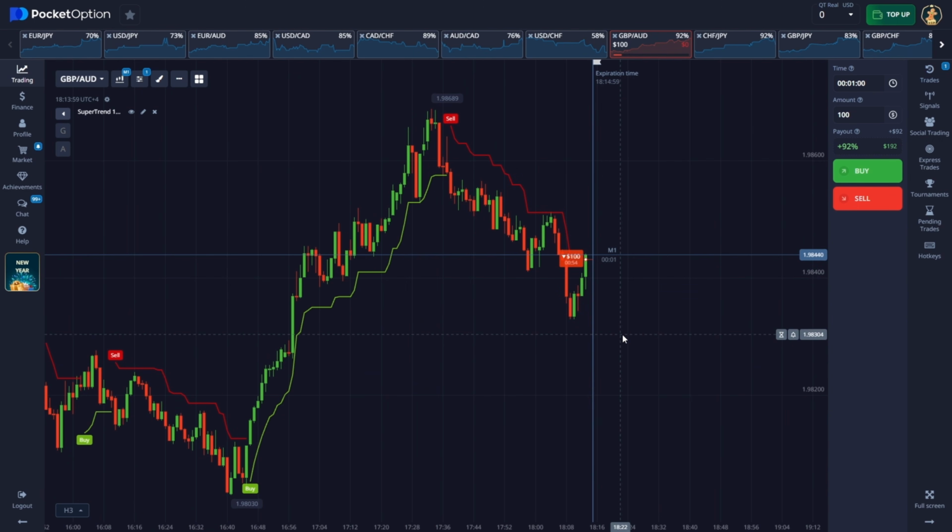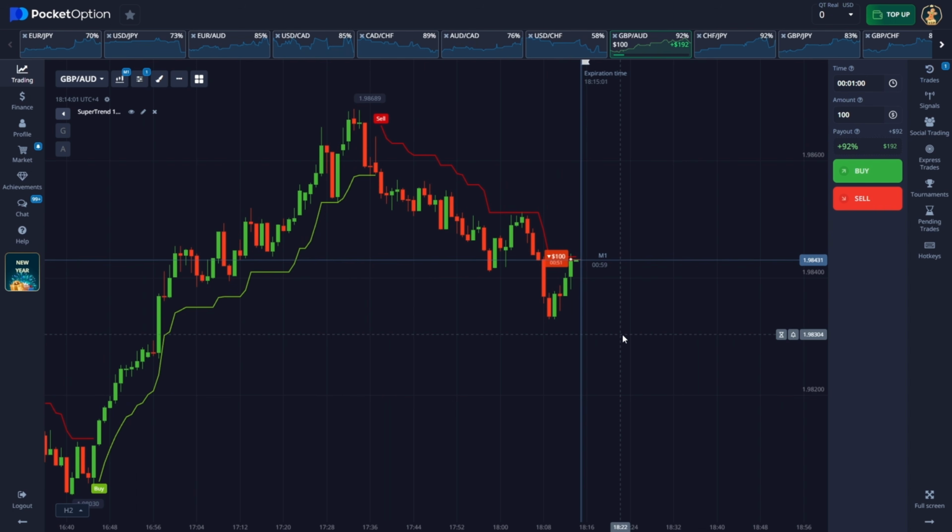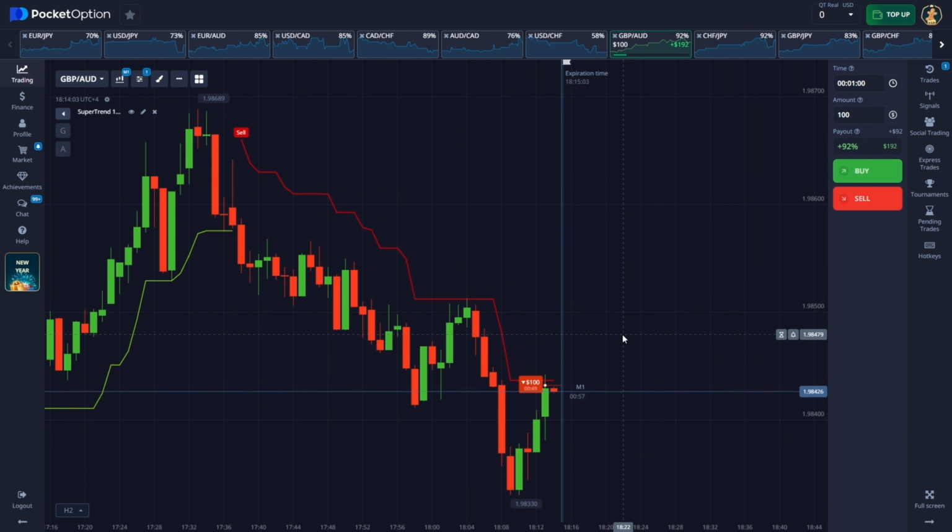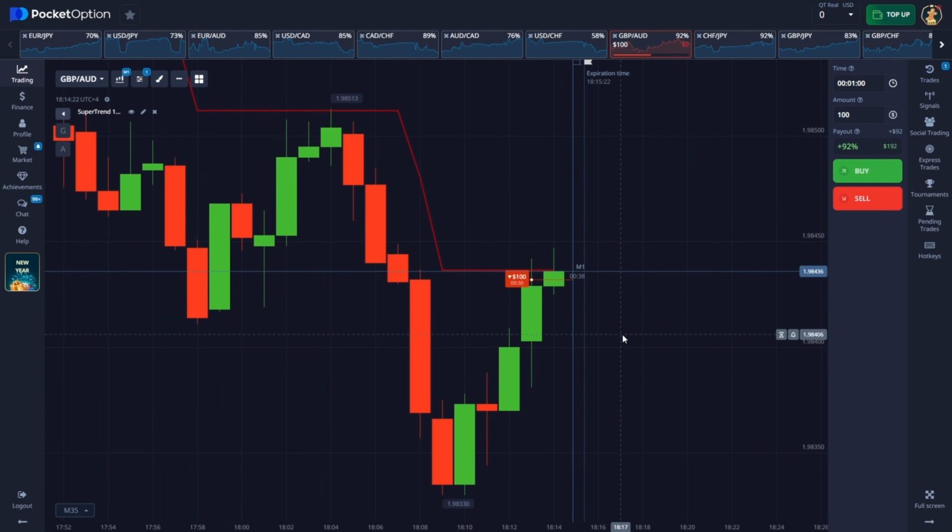AAUD for $100. I'm sure. As you can see, the candle also closed near the sell level. Let's see what happens. Currently, the trade isn't going in our favor, but there are still 29 seconds left.